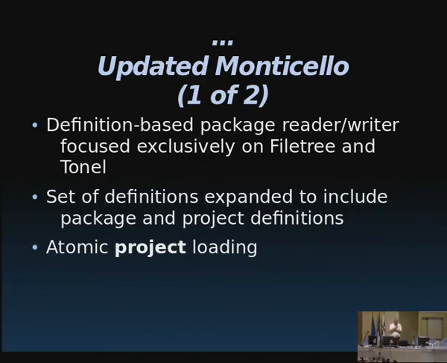And so, updating Metacello, or Monticello. Rowan, like Monticello, is definition-based. There's a package reader-writer, and it supports Tonel and FileTree. And there's a set of definitions that, for Rowan, have been expanded to include package definitions and project definitions, and possibly configuration definitions. I say possibly because configurations exist right now as a helper for the Rowan loader, but I really think that they need to be represented in the image.